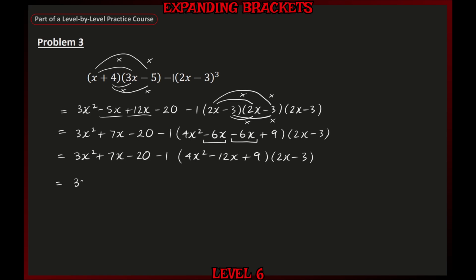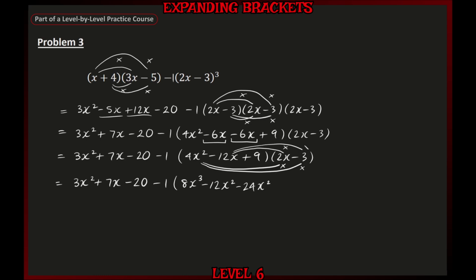So we have 3x squared plus 7x minus 20 minus 1 times, and if we now expand these two brackets, we have 4x squared multiplied by 2x, which gives us 8x cubed. 4x squared multiplied by minus 3 is minus 12x squared. Minus 12x multiplied by 2x is minus 24x squared. Minus 12x multiplied by minus 3 is plus 36x, because we're multiplying together two negatives.